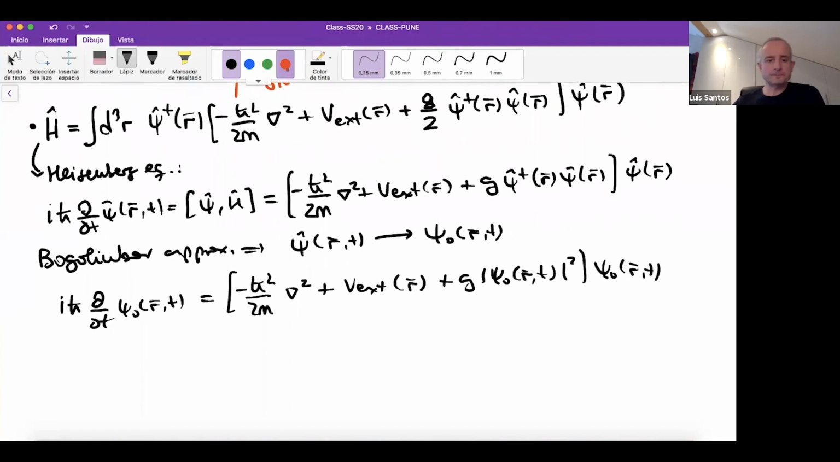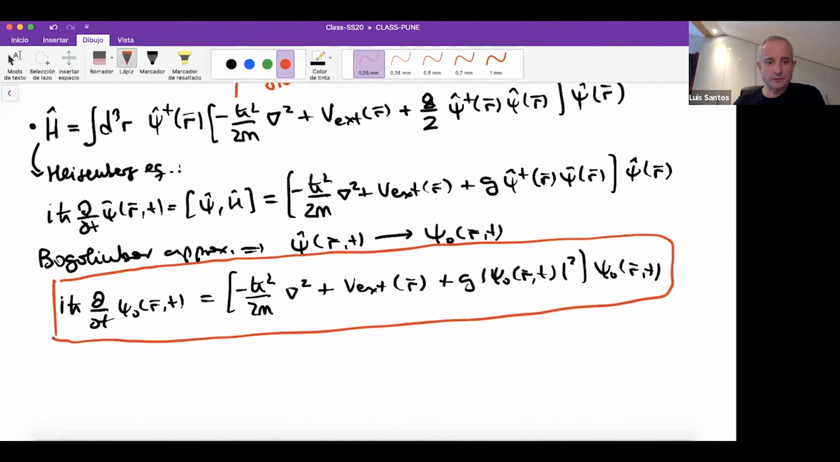Okay, this equation is a very important equation for the theory of Bose-Einstein condensates. It's actually the key equation for the description of weakly interacting Bose gases, Bose-Einstein condensates at low temperatures. This is what is called the Gross-Pitaevskii equation.